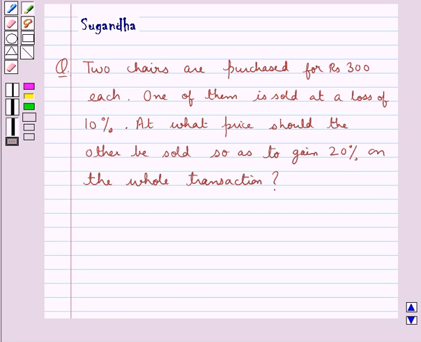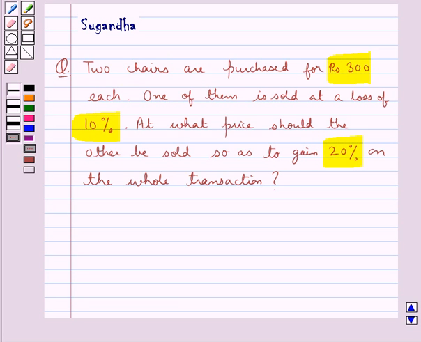In this session we discuss the following question which says, two chairs are purchased for rupees 300 each. One of them is sold at a loss of 10%. At what price should the other be sold so as to gain 20% on the whole transaction?